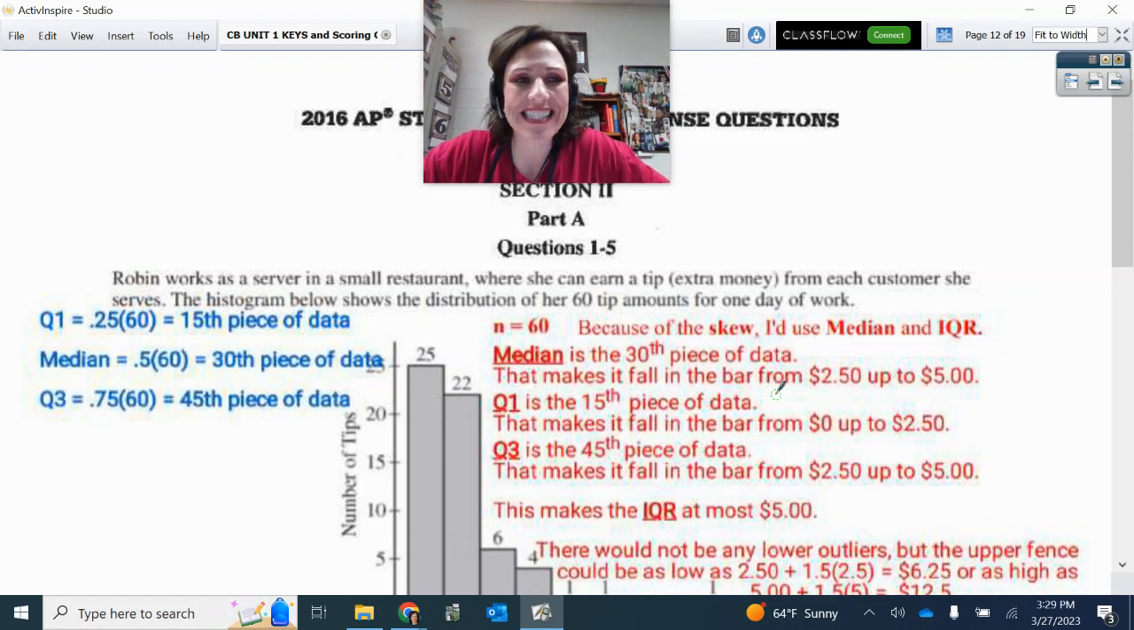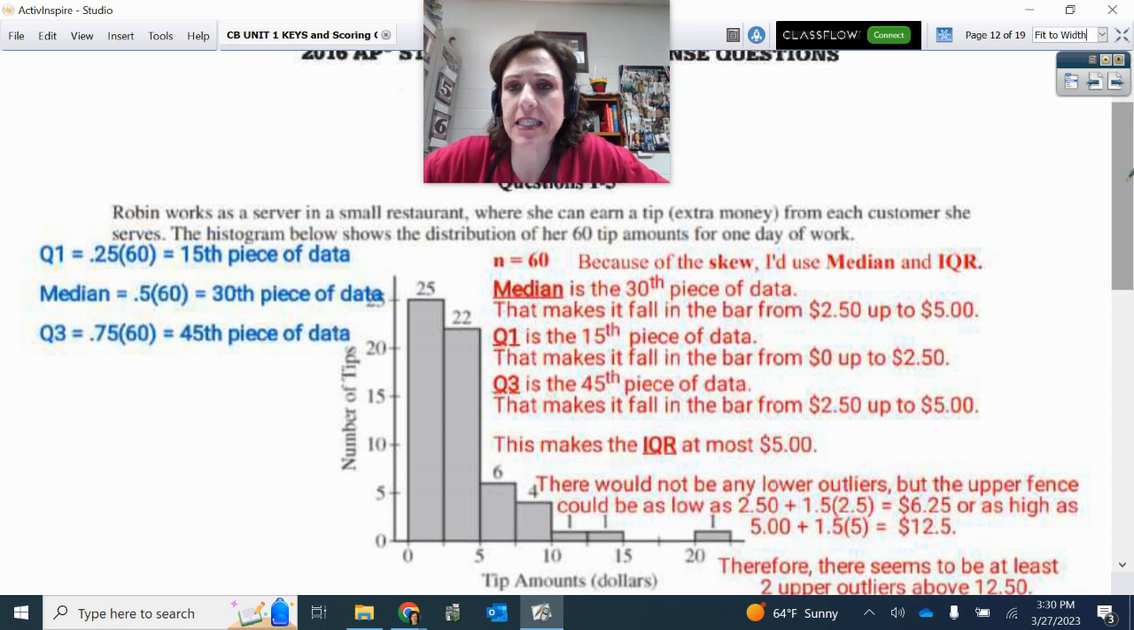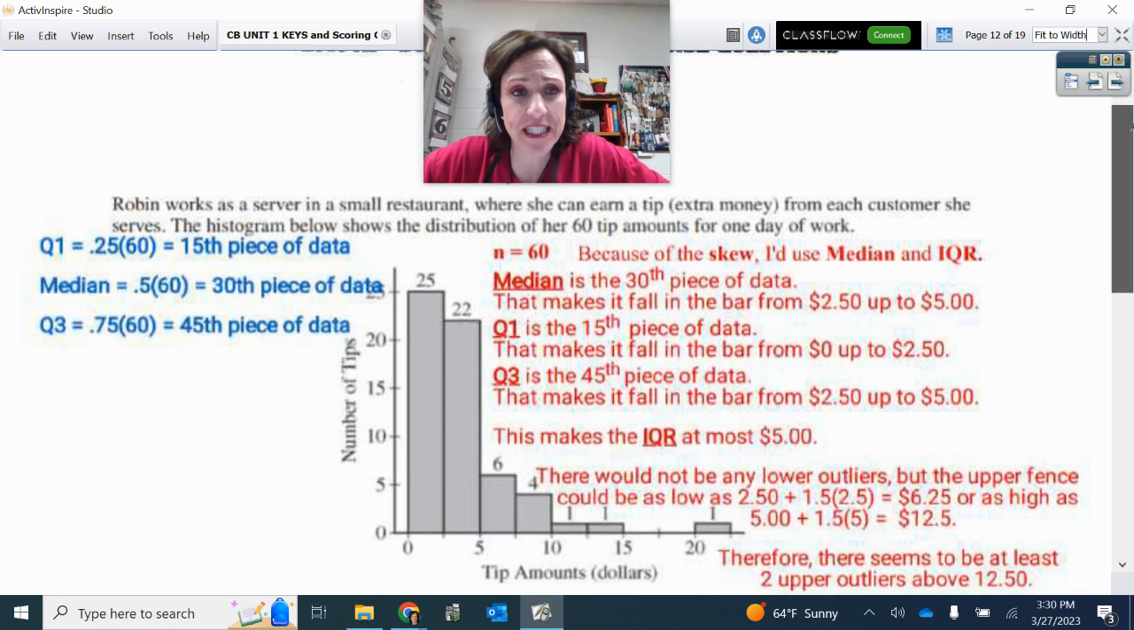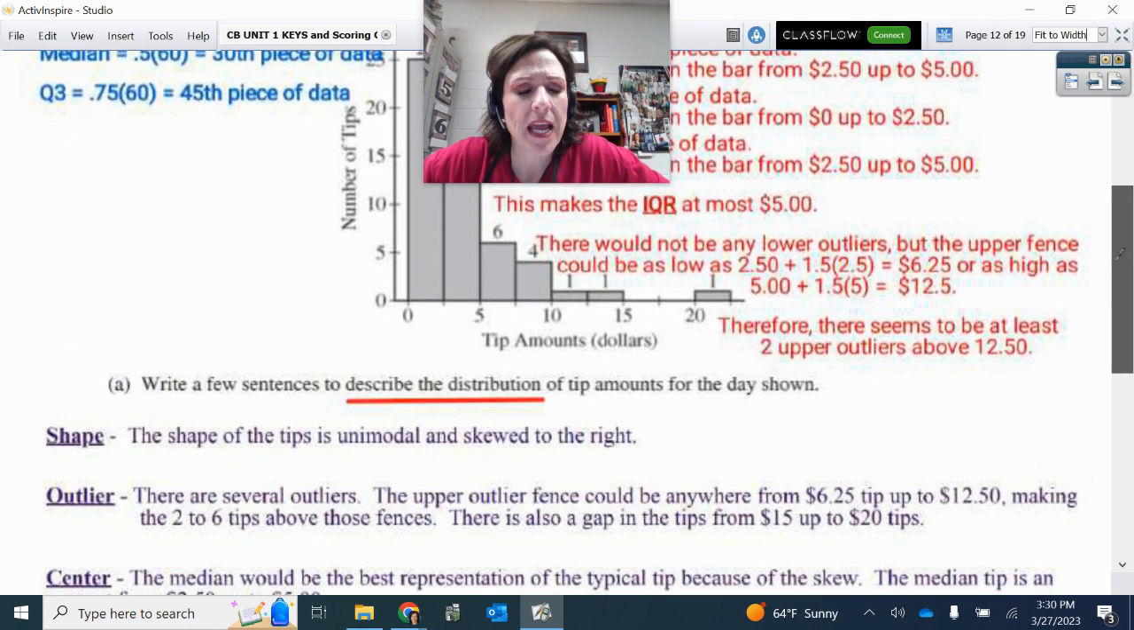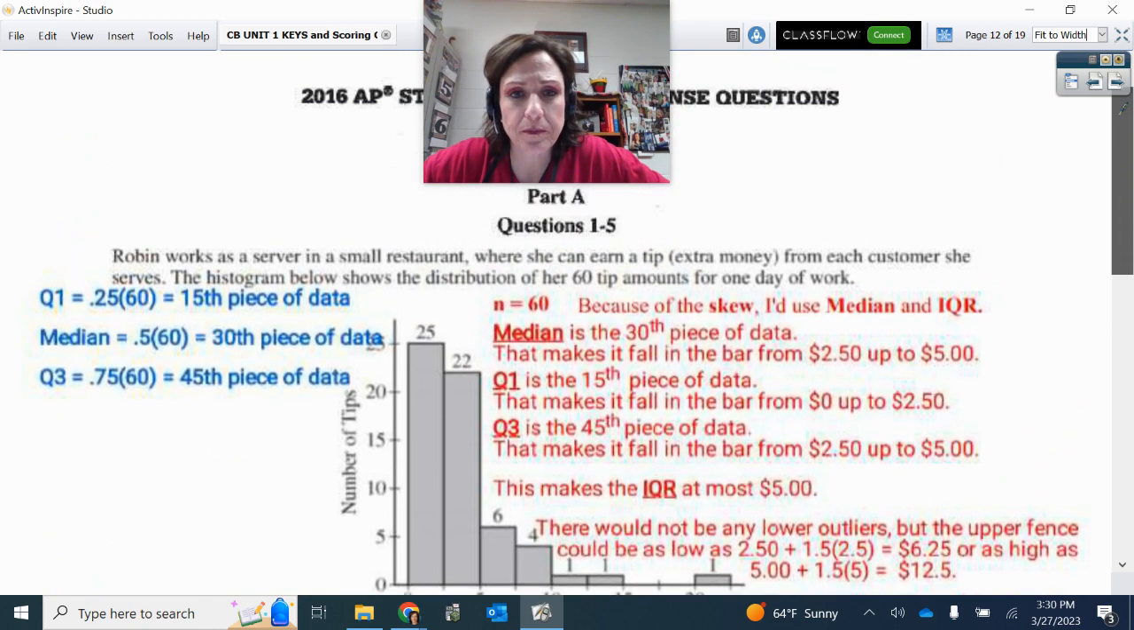All right, let's do 2016 problem number 1. Keep in mind this would have been the first one when you opened up your test. We had this histogram, and these were tips for a day. So there's our histogram distribution. Write a few sentences to describe the distribution. That is your SOCS of the tip amounts for the day shown.